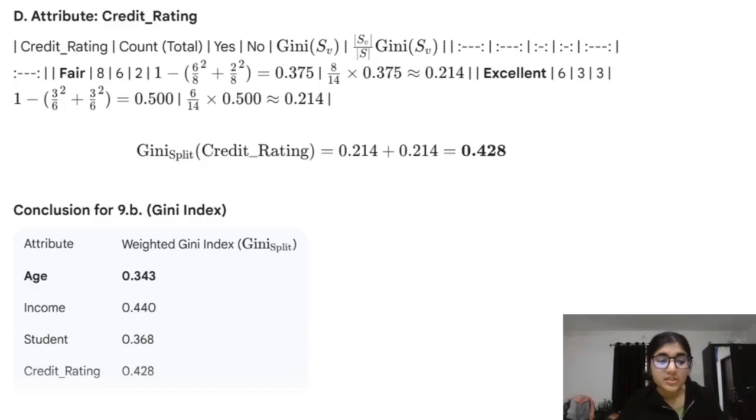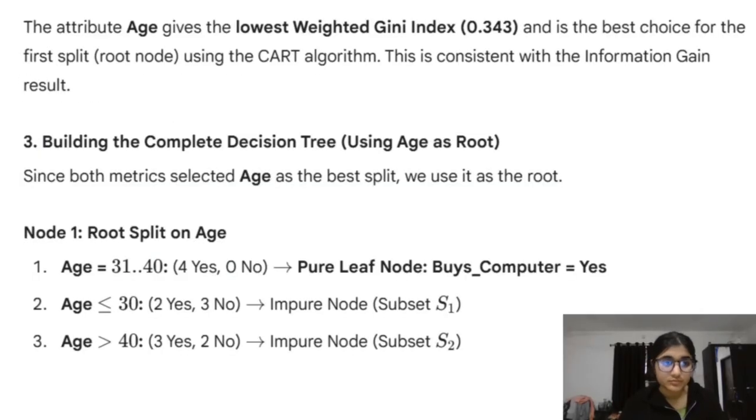So the conclusion is: we have age as 0.343, income as 0.440, student as 0.368, and credit rating as 0.428. The highest weighted Gini index is that of income, 0.440. The attribute age gives the lowest weighted Gini index, 0.343, and is the best choice for the first split, the root node, using the CART algorithm. This is consistent with the information gain result.